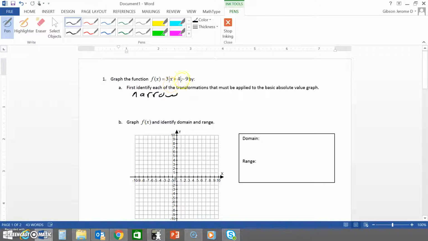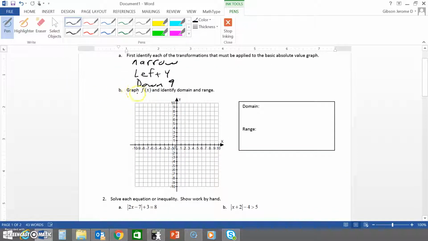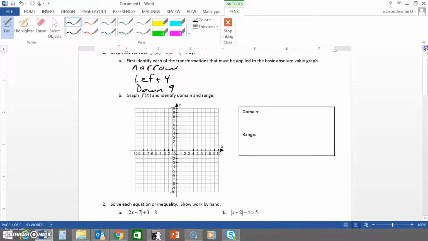Second, inside the absolute value we have plus 4, so we know it would be to the left 4. And then since we have minus 9 on the outside, it will be down 9. Okay, now we move on here to the next part, b. It says graph f of x and identify the domain and range.